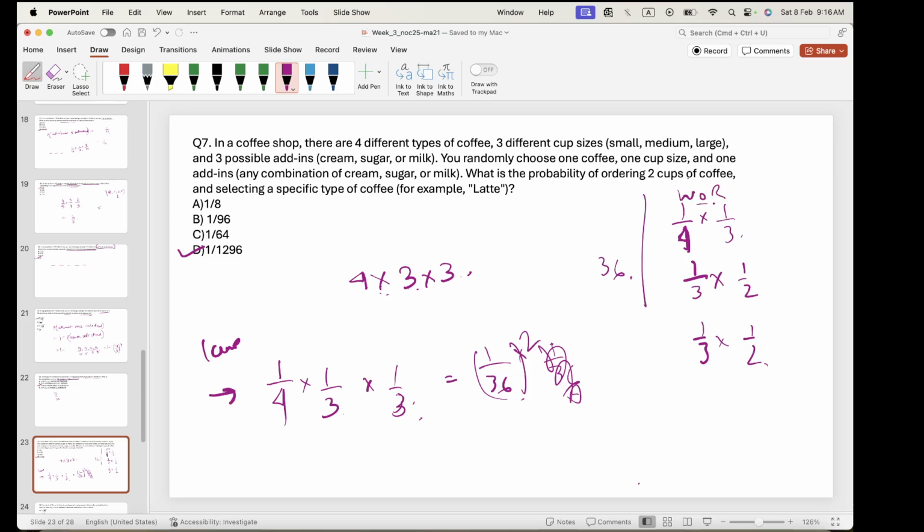This is with or without replacement. The question is, what is the probability of ordering 2 cups of coffee and selecting a specific type of coffee? Specific type of coffee does mean add-ins. Yes, so specific type of coffee means this cup of coffee plus cup size plus some add-in.